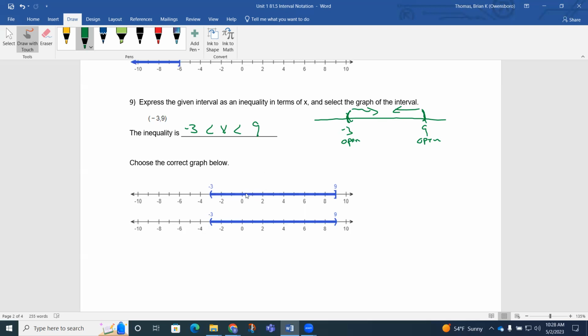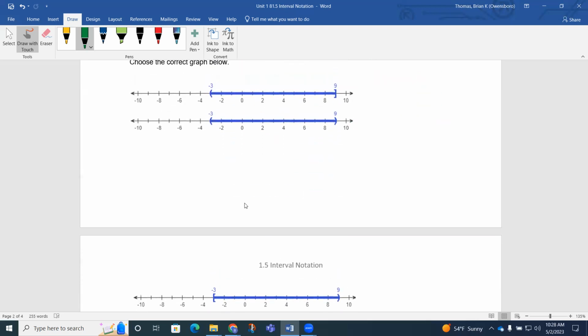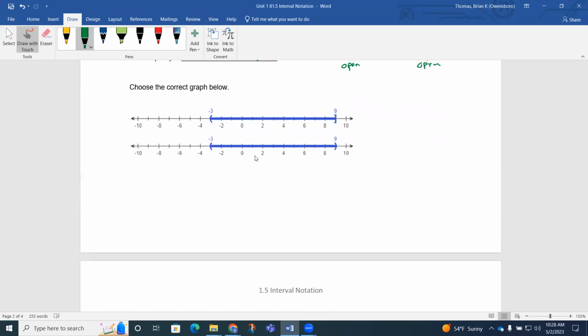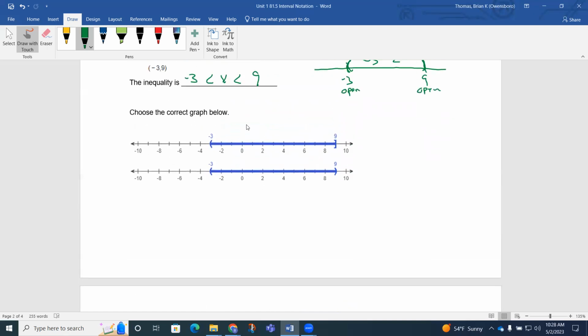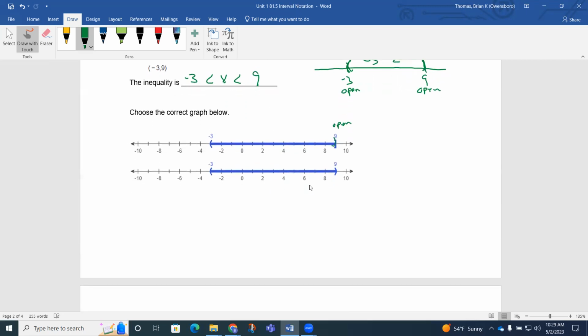So from a graphing perspective, looking at these graphs, we actually have 4 graphs here. These first two look good, except we should have an open interval over here as well because of the parentheses. We would need a parenthesis there. The second one, -3 to 9, notice that those are both open. That one looks pretty good.